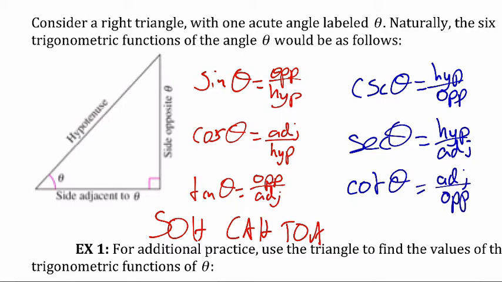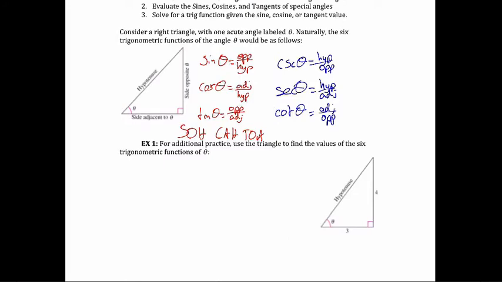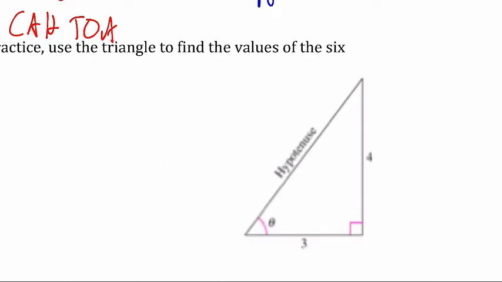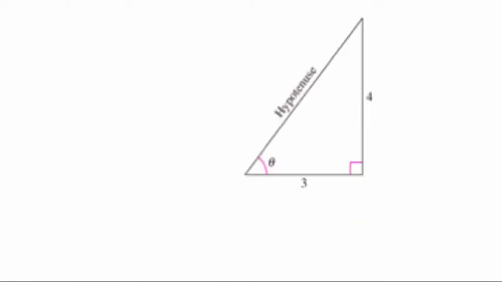So for the bottom one, we're going to use this triangle down here and come up with the six trig values. We have a 3 as one leg, a 4 as another, and we don't have the length of the hypotenuse. Now we have that good old Pythagorean theorem, a squared plus b squared equals c squared. If you want to get fancy with it, you'd say the sum of the squares of the two legs is equal to the square of the hypotenuse.